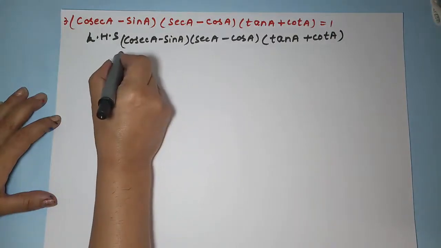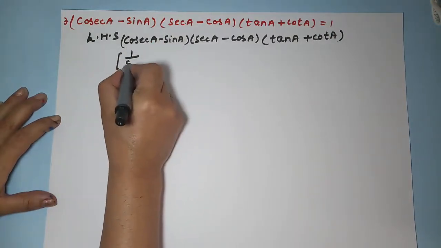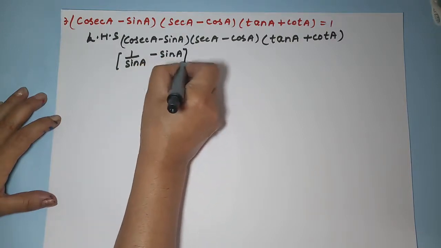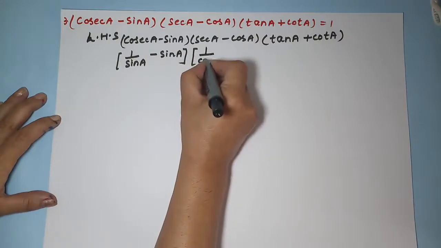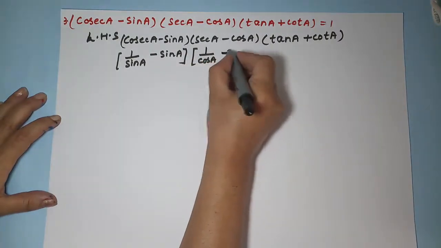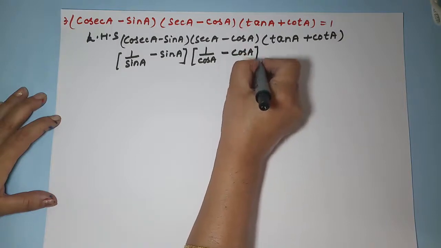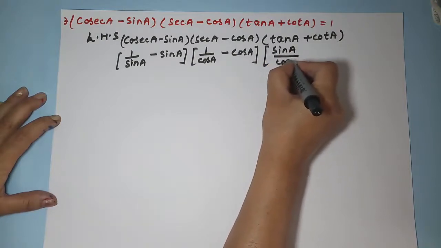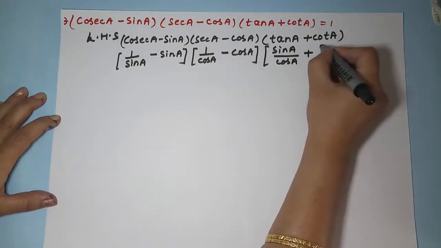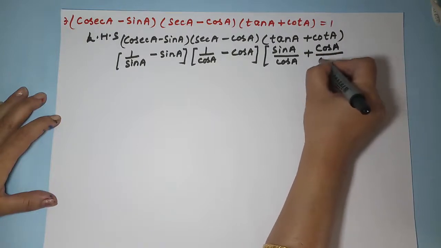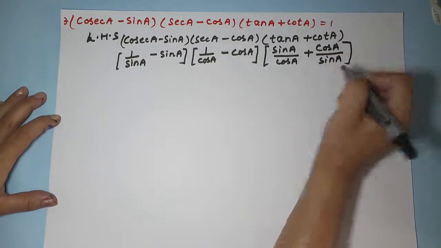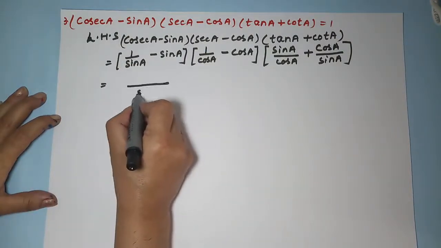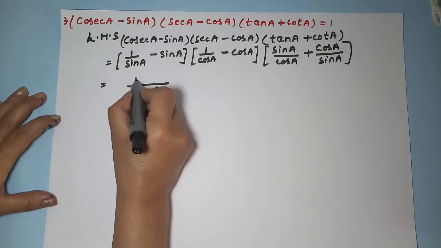Okay, now let me start converting. Cosec A will be 1 upon sine A and this will remain as sine A only. Here sec A can be written in terms of cos as 1 by cos A and this cos A as it is. Tan A can be written as sine A upon cos A plus cot A can be written as cos A upon sine A. Right? Okay. So after that, here I can take sine A as LCM. I'll get 1 minus sine A.